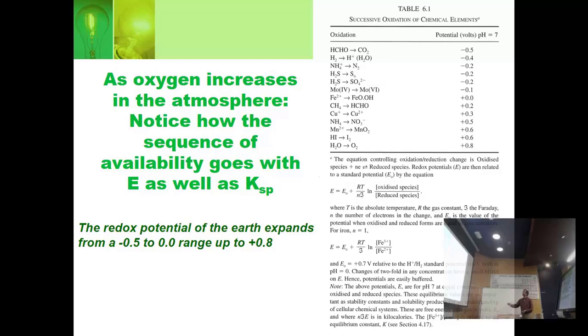So the other thing is that you can do sequence of availability. There's actually a connection between E and KSP as well. But the main thing is as the Earth goes from H2 to O2, H2 has 0.0 volts, and O2 has plus 0.8 volts. You can imagine the whole planet changing its E values, which means at equilibrium, there will be more of the oxidized side of each thing, all these equilibria shifted.